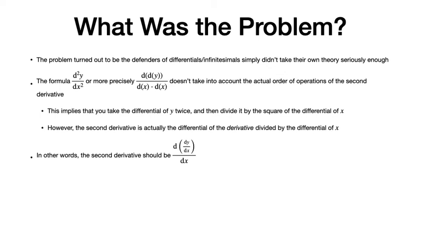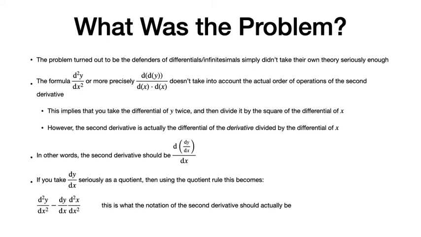And it turns out that if you use the quotient rule for taking the differential of dy over dx, this actually becomes the formula that you see on the bottom left hand of the screen. So that's the second differential of y over the differential of x squared, minus the differential of y over the differential of x times the second differential of x over the differential of x squared. And that's what the notation of the second derivative should actually be. So this actually is a valid formulation of the second derivative in which you can treat differentials algebraically.